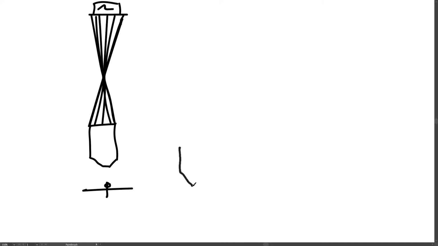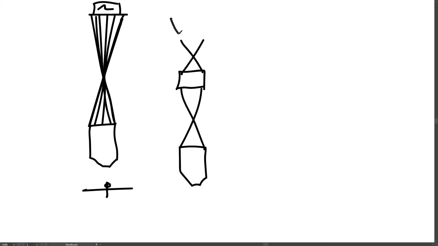So let me redraw this a little bit. So if your objective brings the information to crossover, then you have your eyepiece, and that brings it to crossover. And then you have your eyeball, like this, with a lens in it, and that brings it to crossover onto your retina. And somehow that's interpreted by your brain.